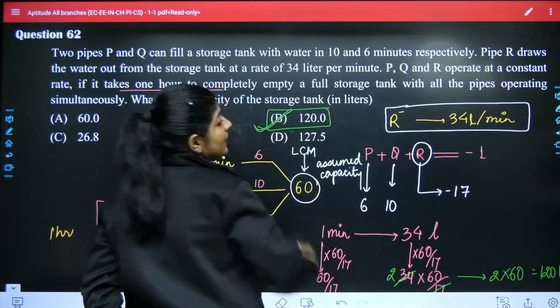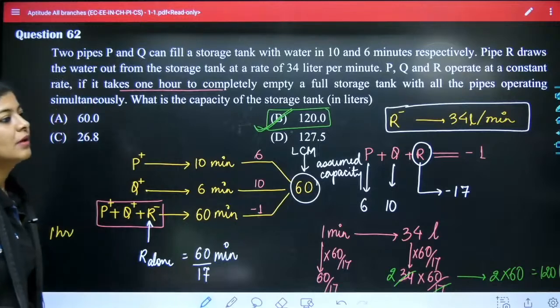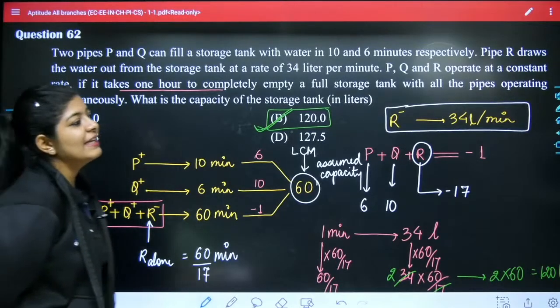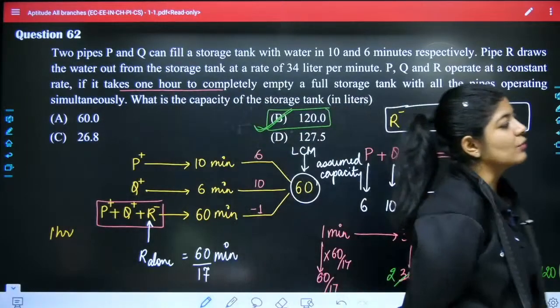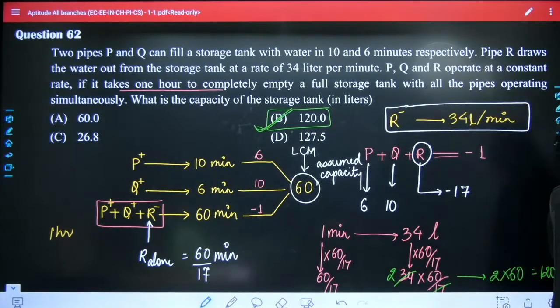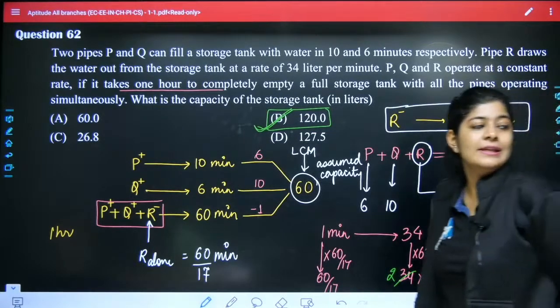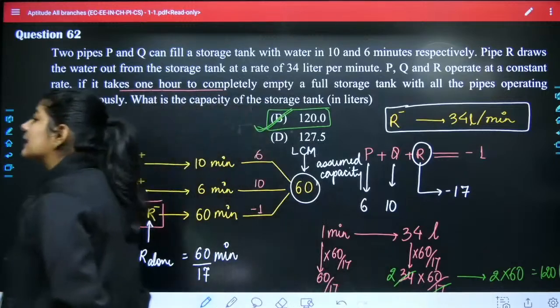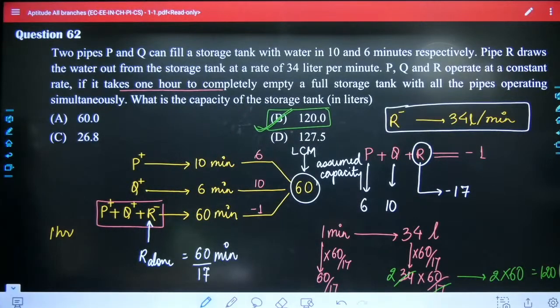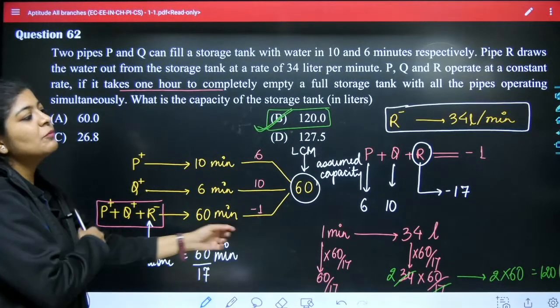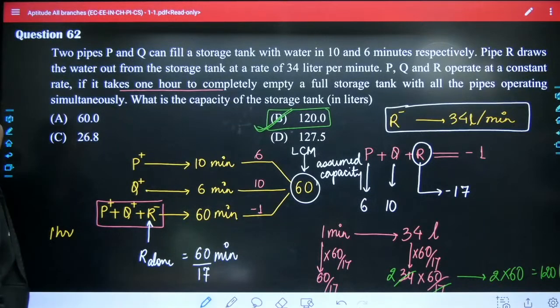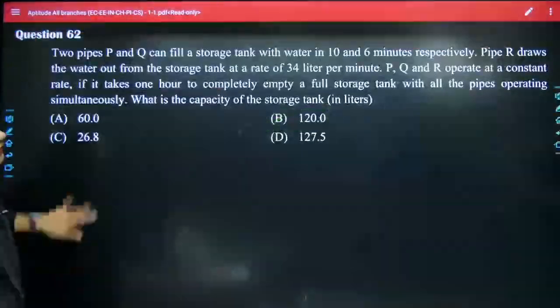That means option number B is correct. Again, this is a very easy question. Is it clear? Can we move to the next question? Okay, let's see what the next question is.